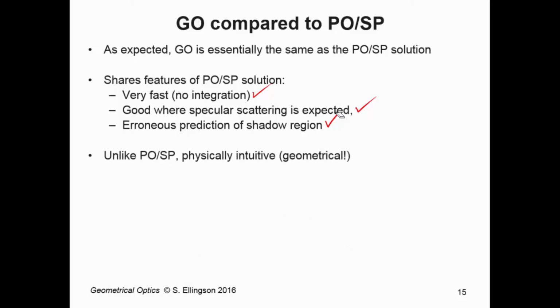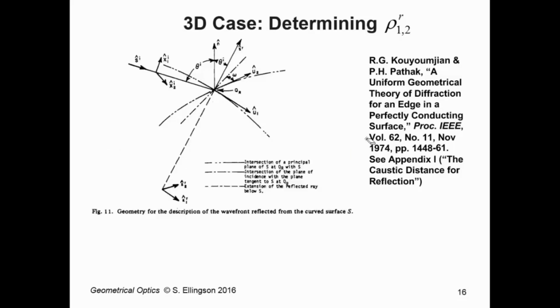And like the PO stationary phase method, it's physically intuitive, perhaps even more so. That word geometrical and the term GEO is for real. Everything becomes geometrical. It kind of works the way you intuitively think it might. And where the math comes in is in calculating the polarizations and the wavefront curvatures. In the 3D case, computing the wavefront curvatures is the remaining problem now.